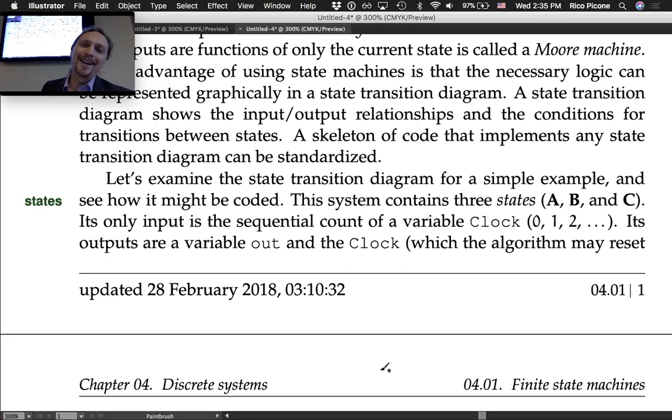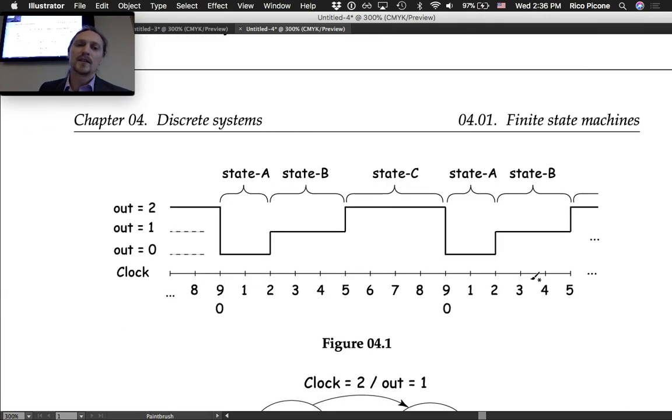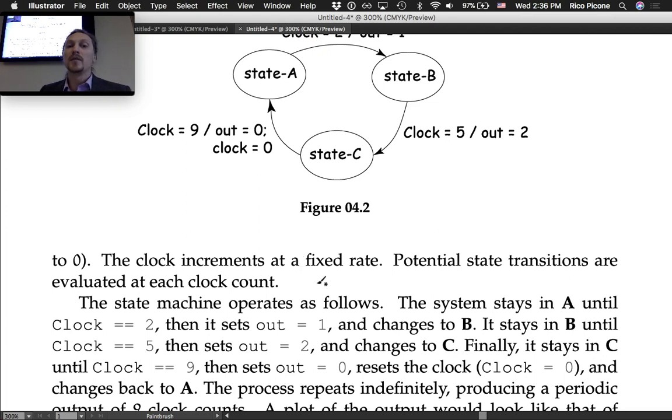So let's examine this system. This system contains three states, A, B, and C. Its only input is the sequential count of a variable clock. So it could be 0, 1, 2, etc. Its outputs are a variable out and the clock, which the algorithm may reset to 0. So the clock is both an input and an output. So we are going to both have it come in and have it affect what we do, and also we're going to change it. The clock increments at a fixed rate. Potential state transitions are evaluated at each clock count.